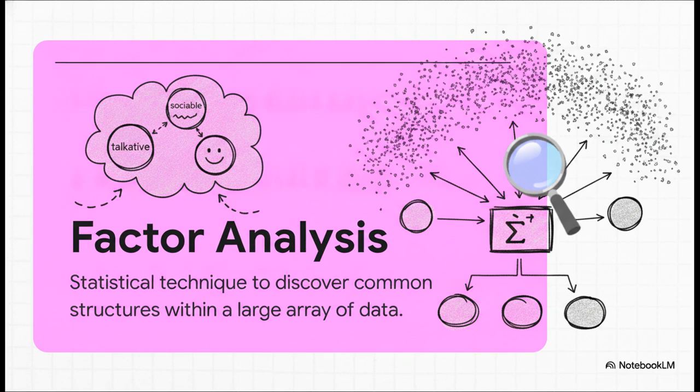Imagine you have that giant list of adjectives we just talked about. Factor analysis basically looks for correlations. For instance, if it notices that people who are described as sociable are almost always also described as talkative and friendly, the math tells us, hey, these aren't three entirely separate traits. They're actually just different expressions of one underlying structure, or factor. So Cattell used this technique to empirically strip away all that redundancy in our language.